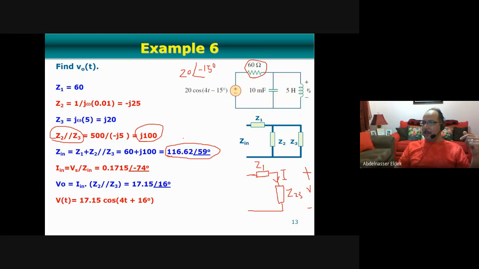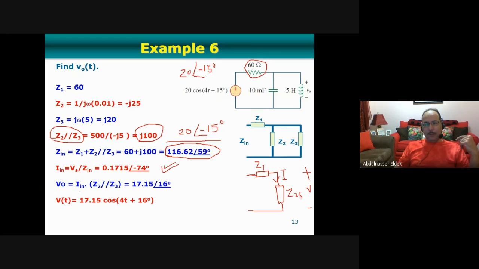How do you calculate the current? It is 20 with angle negative 15, divided by the impedance. 20 divided by 116.62 is 0.1715, and the angle is negative 15 minus 59, which is negative 74. This will be In.